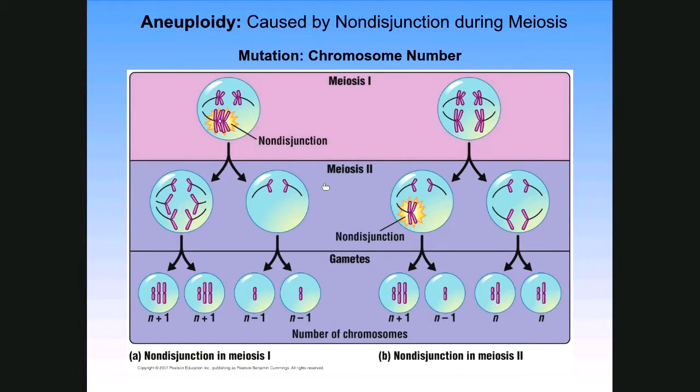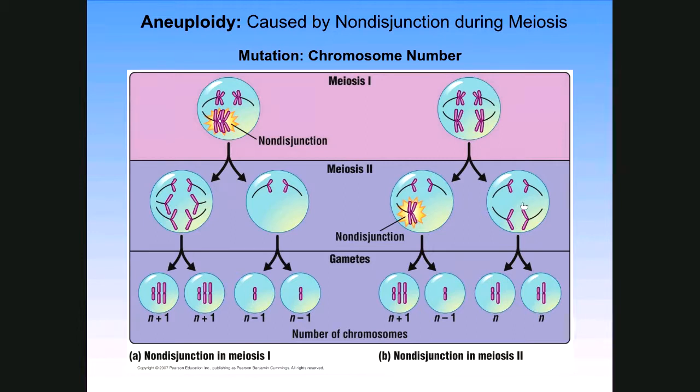However, sometimes nondisjunction occurs during meiosis 2. So what happens is we get segregation of homologous pairs going from a diploid nucleus to 2 haploids. But the purpose of meiosis 2 is to separate the sister chromatids into daughter chromosomes. And sometimes what happens is in one of the 2 haploid nuclei that are going through meiosis 2, in one of the 2, there's a sister chromatid that's not separated.